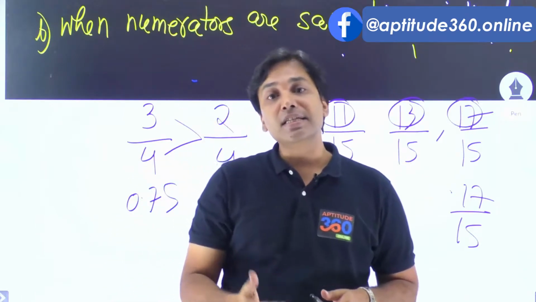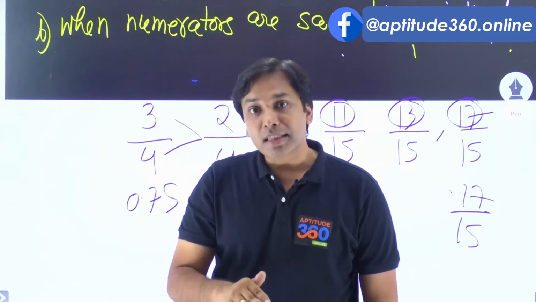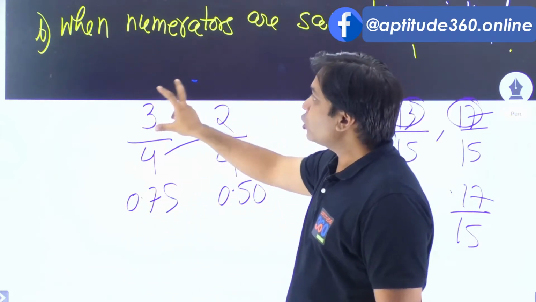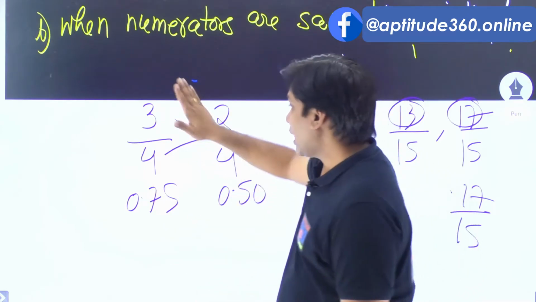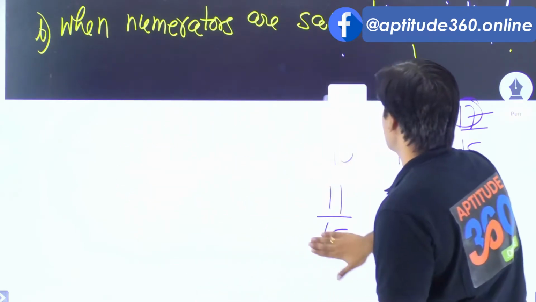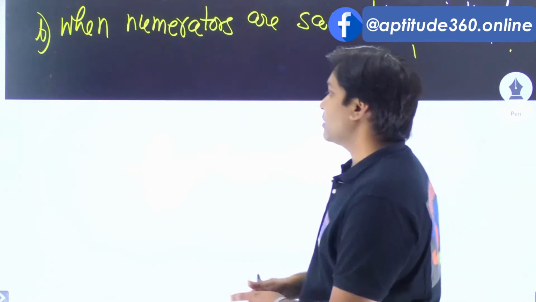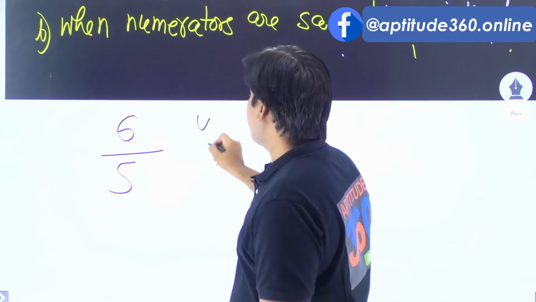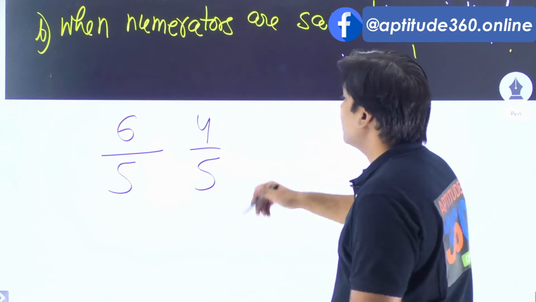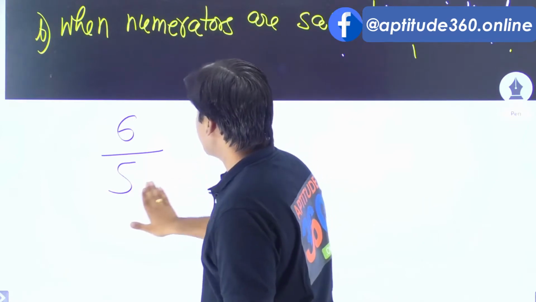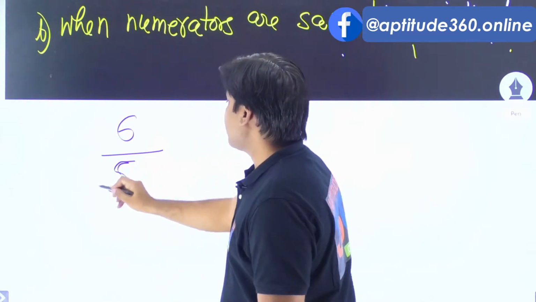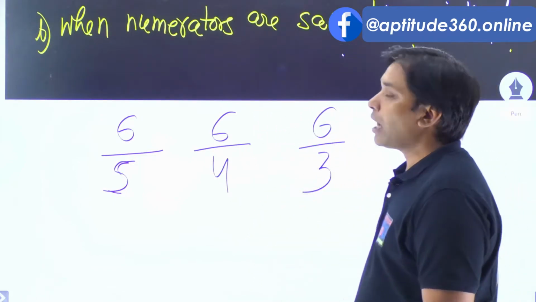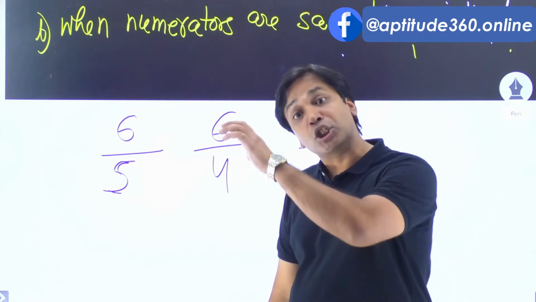My first case is when the denominators are the same. Write it down in your copy. When the denominators are same, higher is the numerator, higher is the value. Now the second situation, when numerators are the same, say something like 6 by 5, and then 4 by 5, and then no, we have to make numerator same. This is going to be 6 by 5, and then 6 by 4, and then 6 by 3. Now my denominators are different but numerators are the same.